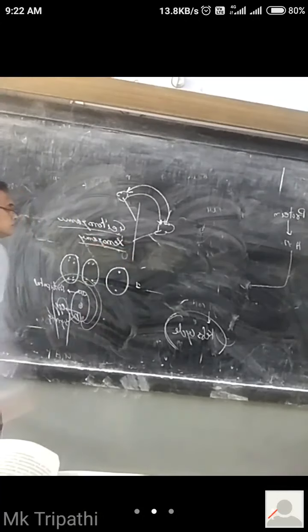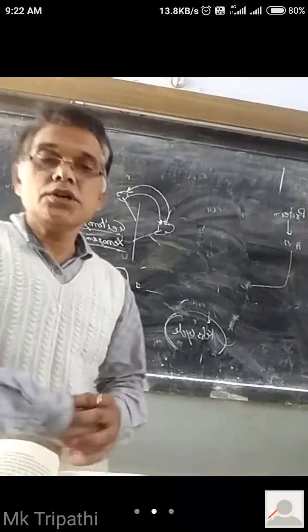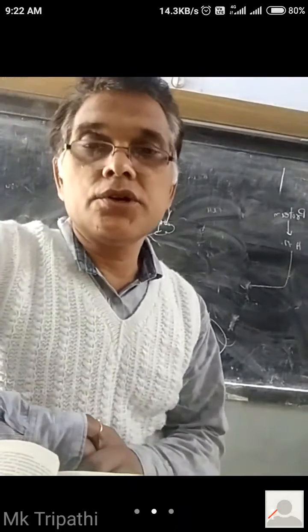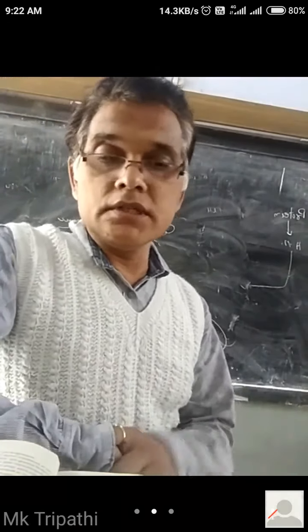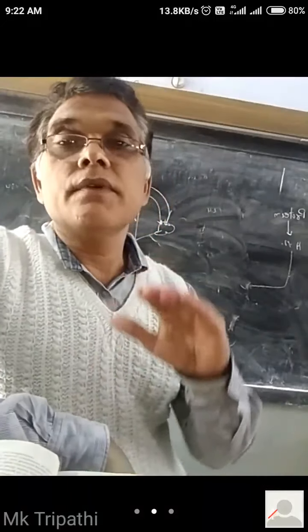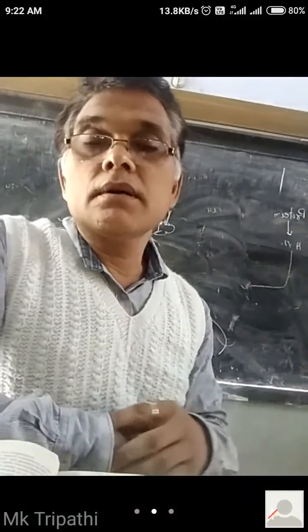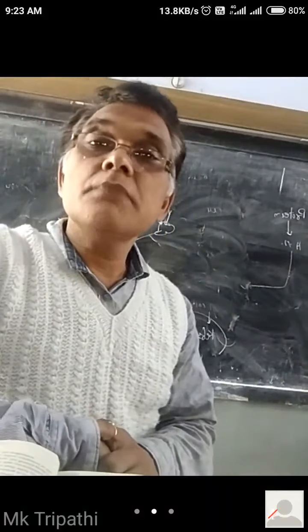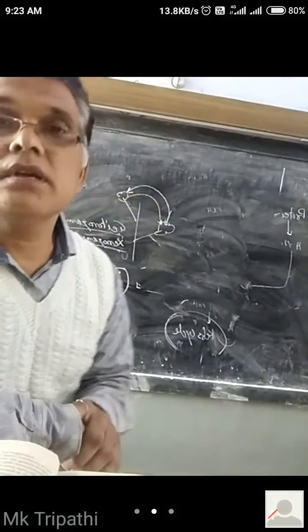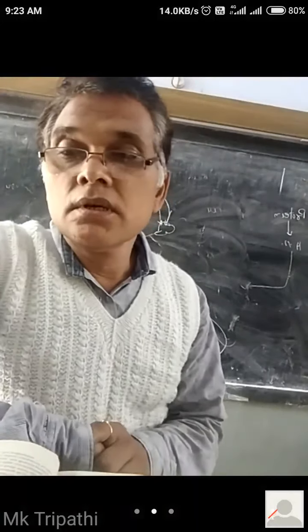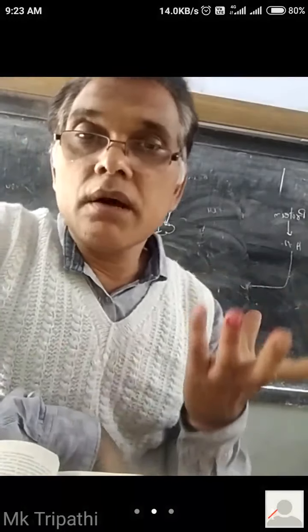Xenogamy. It is true cross pollination. True cross pollination means pollination occurs from one flower to another flower of a different plant of the same species. That is xenogamy. It requires chasmogamous flower, means open flower.